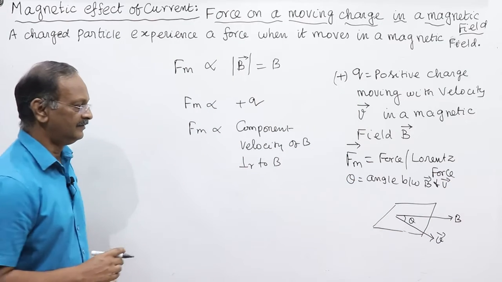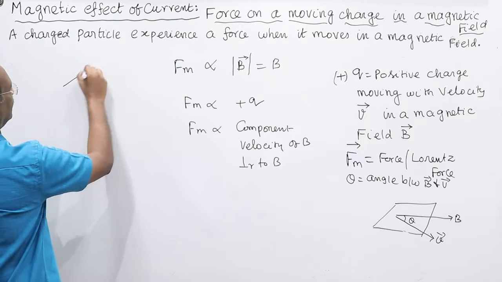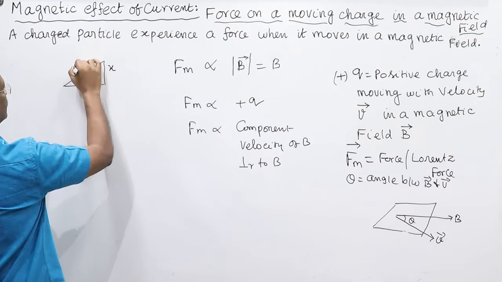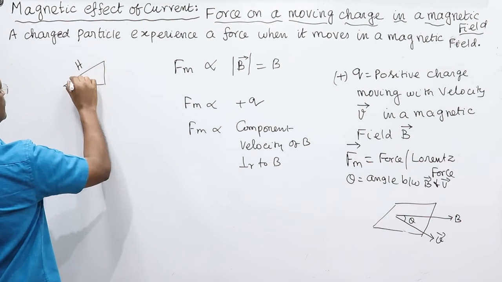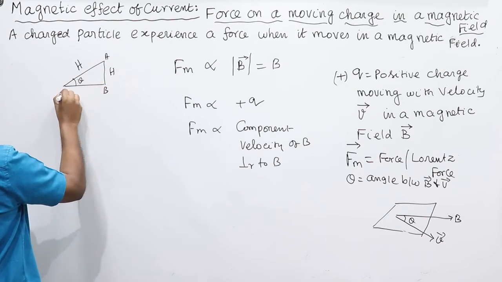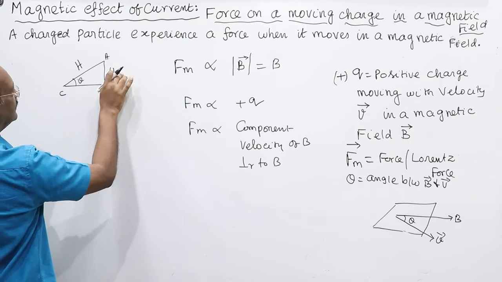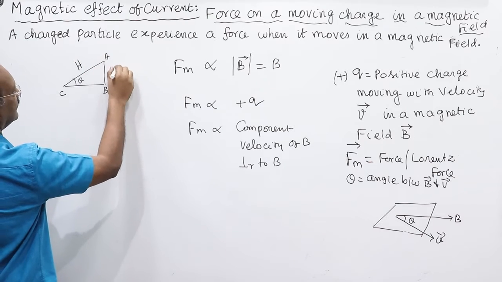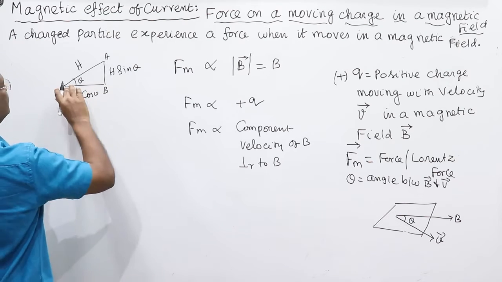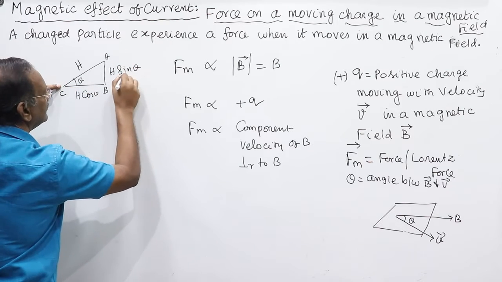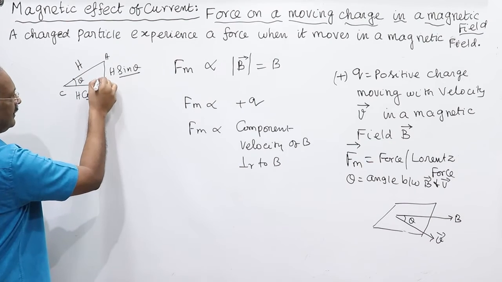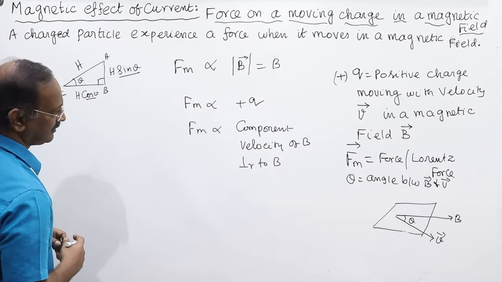Now we resolve into components. In trigonometry we have already seen this triangle ABC, with the hypotenuse and the angle theta. The side far away from the angle is hypotenuse into sine of theta. The side near to it is hypotenuse into cos of theta, and this angle is 90 degrees. This is what we have learned from trigonometry.